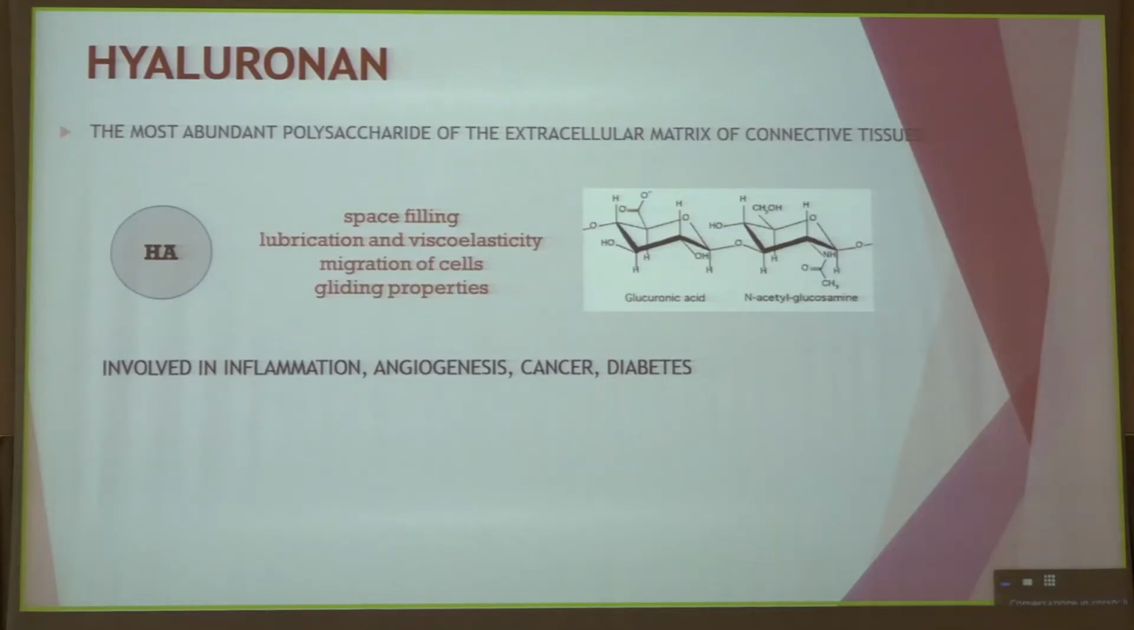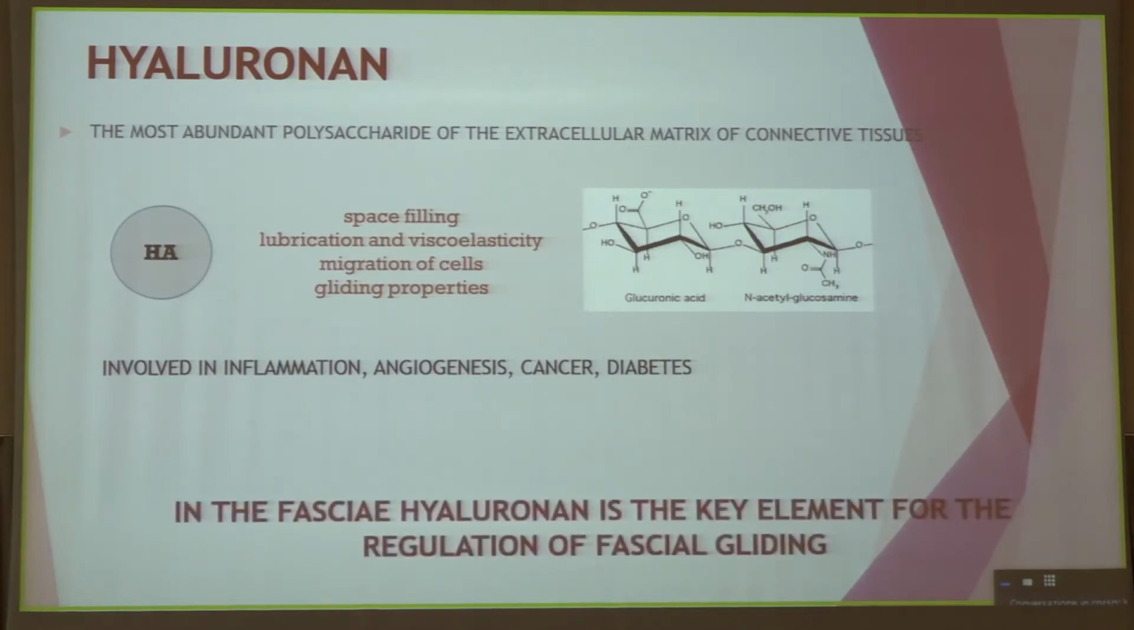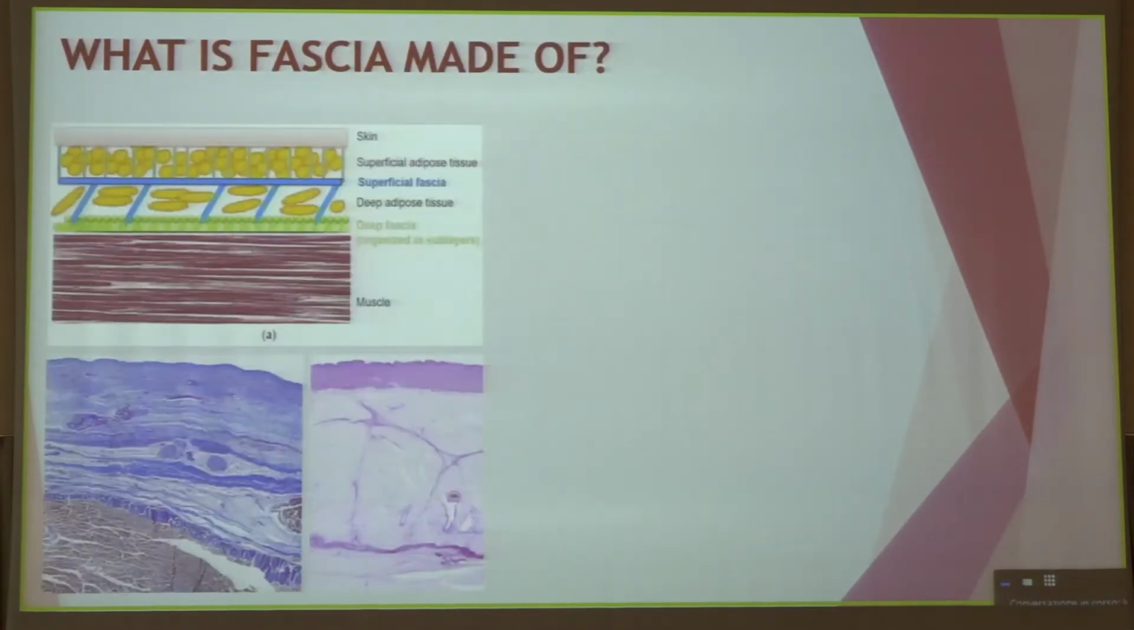It is involved in a lot of pathways in our body, like inflammation, apoptosis, angiogenesis, and also pathologies like cancer and diabetes. And in the fascia it is the key element which permits to regulate the fascial gliding, so the gliding between the different layers of fascia and of the fascia with respect to the muscle.